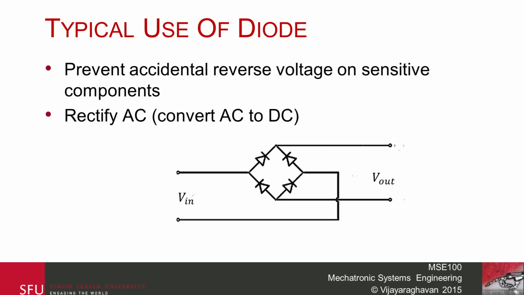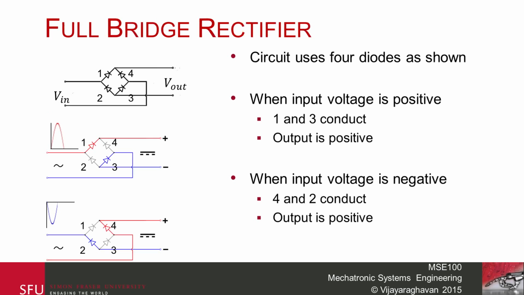Anyway, coming back, if it's not an LED, which gives you light, the question then becomes, where would you use a diode? Typically the diode is used on sensitive components to prevent accidental reverse voltage, and it can also be used to rectify AC, which is a fancy term for converting AC to a DC voltage.